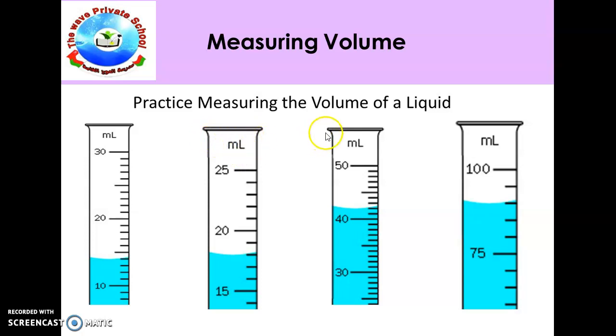Practice measuring the volume of a liquid. Here you are given 4 cylinders with water in ml. Just look at the pictures and write in the lines given below. Pause the video, draw these 4 pictures on white paper in your science notebook, and write the measurements.